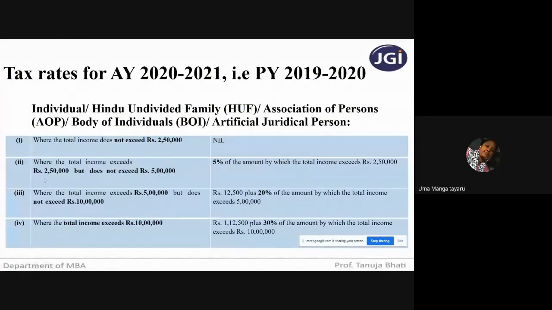Did you get it? Yes, ma'am. Similarly third and similarly fourth. So remember, up to 2 lakh 50 no tax, between 2 lakh 50 to 5 lakh 5%, between 5 lakh to 10 lakh 20%, and more than 10 lakh 30% tax. Have you understood? Yes, ma'am.